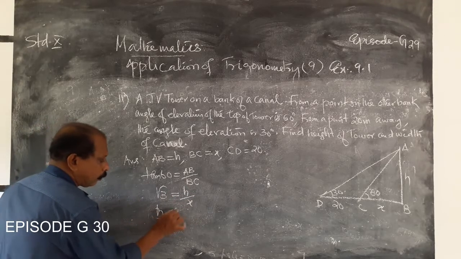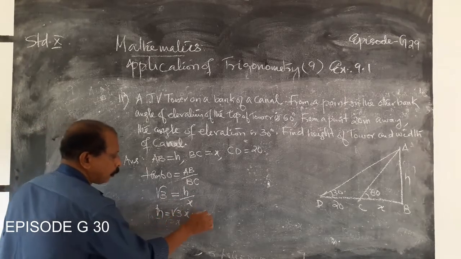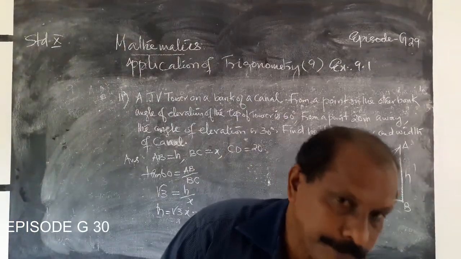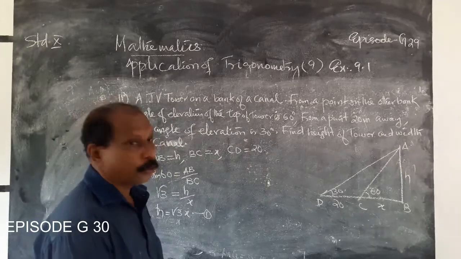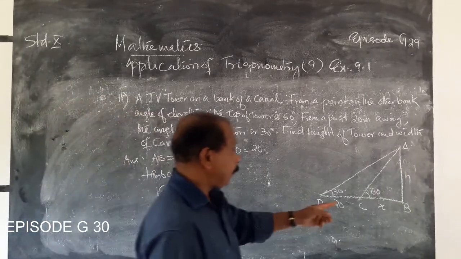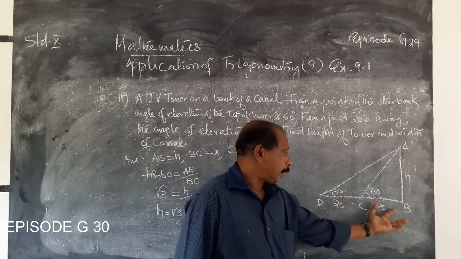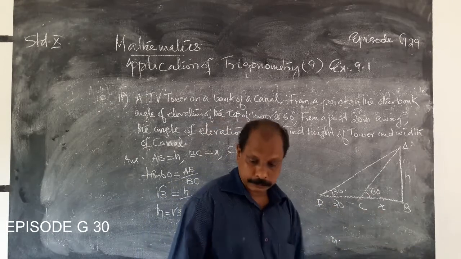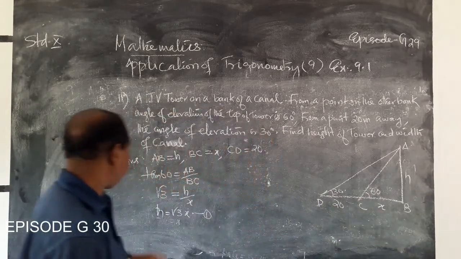H is equal to root 3 x. That is an equation. From this, the next question, that is also an important question. From this result, x is the base, and for the second triangle, 20 plus x is the base. Therefore, the answer is what?